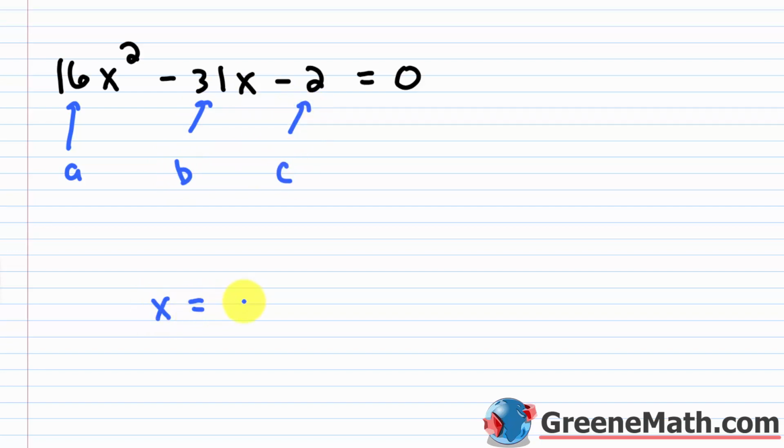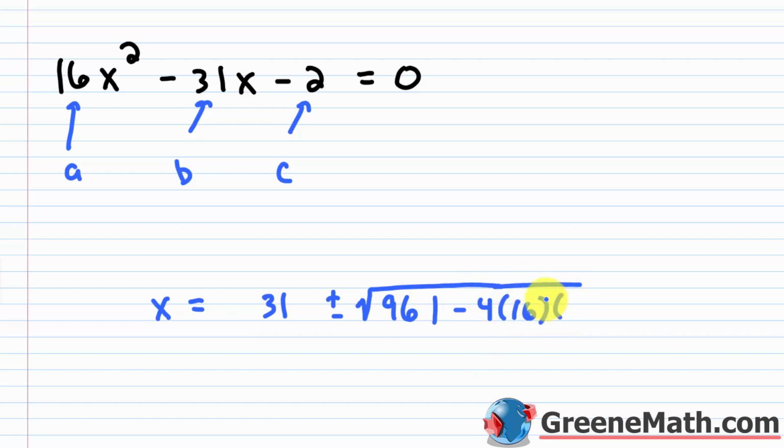So x is equal to the negative of b. b here is negative 31, so that's 31, plus or minus the square root of b squared. If I squared negative 31, I would get 961. Then minus, you've got 4 times a is 16, times c is negative 2. So negative 4 times 16 is going to be negative 64. Then times negative 2 is positive 128. So you'd basically have a plus 128 there. So 961 plus 128 is 1,089.